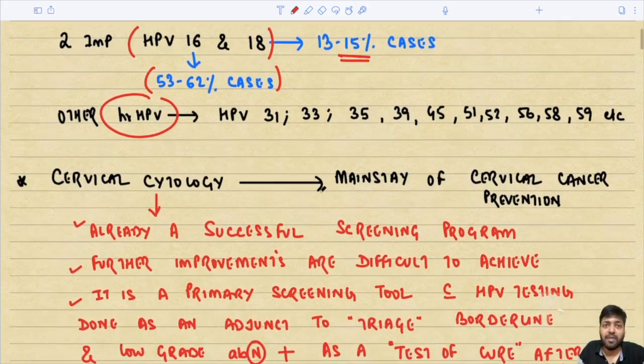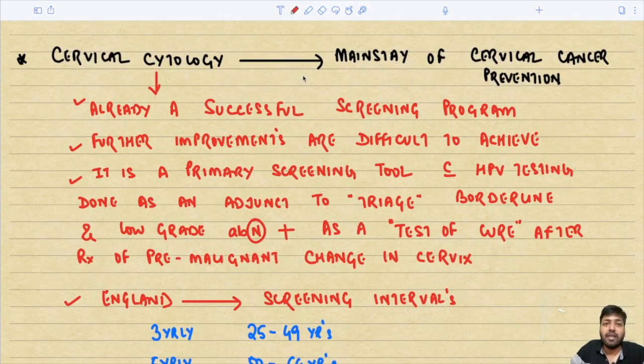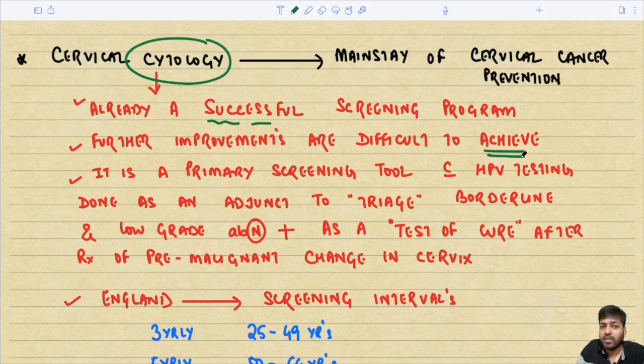As we already understand, till date the cervical screening program is basically based on cervical cytology. Cervical cytology has been the mainstay of cervical cancer prevention. It is already a very successful screening program, and further improvements in it are very difficult to achieve. It is the primary screening tool, with HPV molecular testing done as an adjunct to triage borderline and low grade abnormalities, as well as a test of cure after treatment of pre-malignant change in the cervix. What is triage and what is the test of cure? We will discuss in detail in the later half of the video, so don't worry about that.